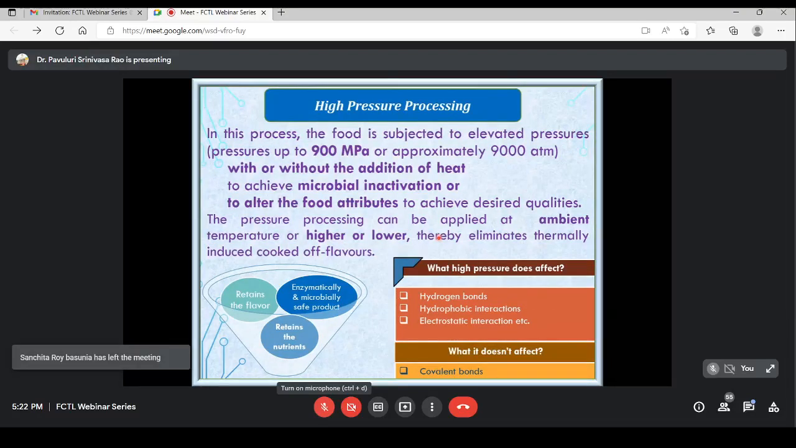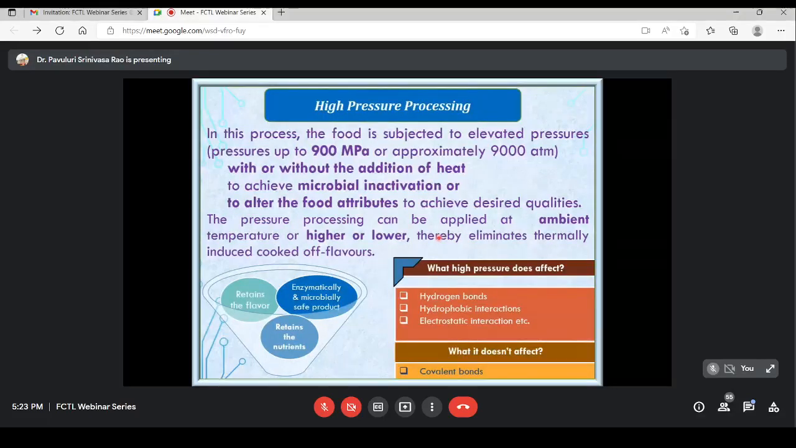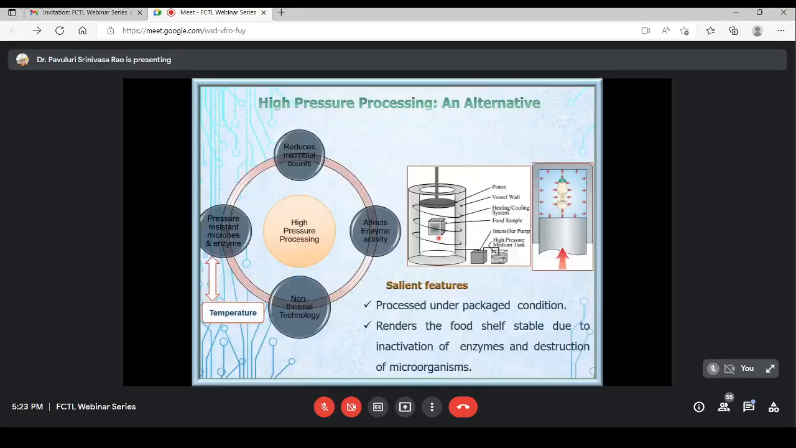What happens when you apply high pressure processing, in terms of chemical bonding, is that covalent bonds remain intact; they are not affected by the high pressure. However, bonds like hydrogen bonds, hydrophobic interactions, and electrostatic interactions get affected. Due to that, we get the intended changes. Ultimately, it is to achieve a microbiologically safe product along with an enzymatically safe one, retaining the nutrients and the sensory attributes like flavor. So high pressure processing can be considered as an alternative, not today, maybe at a later stage.